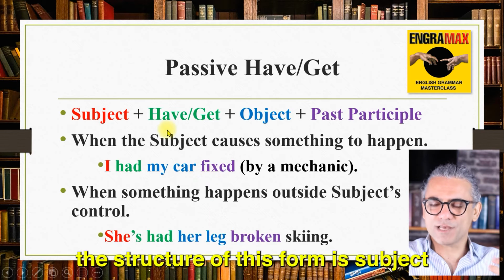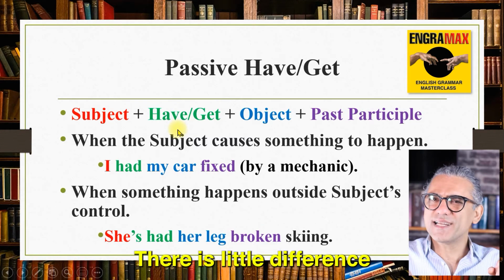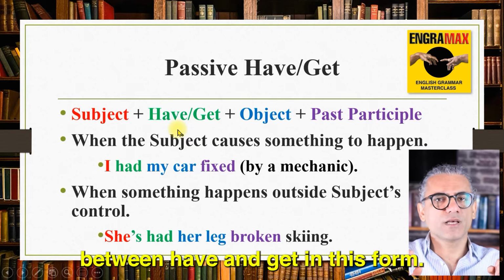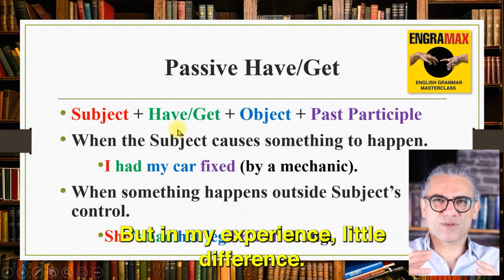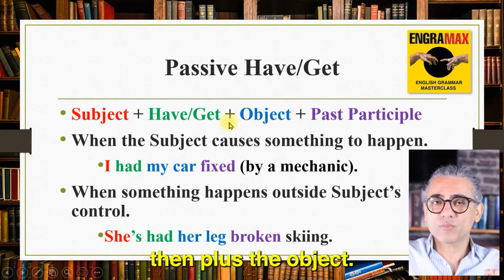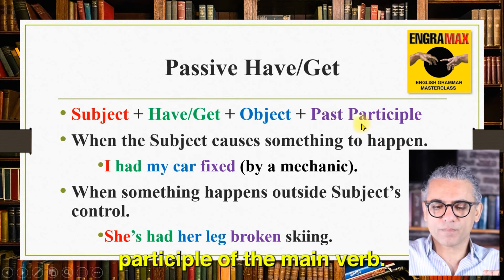The structure of this form is subject plus a form of have or get. There is little difference between have and get in this form. Have could be slightly more formal, but in my experience, little difference. Then plus object, and then it follows with the past participle of the main verb.